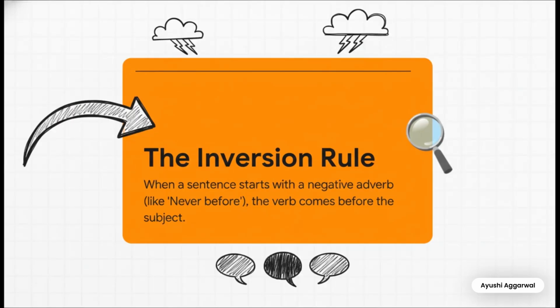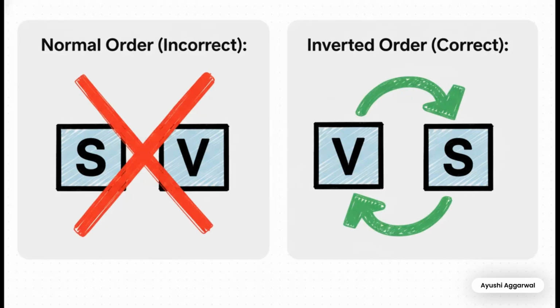And for our final question, we have another special structure rule, inversion. Whenever you start a sentence with a negative adverb like never before, no sooner, or hardly, you have to flip the normal word order. The verb has to come before the subject. Let's see this in action. The sentence begins with never before.